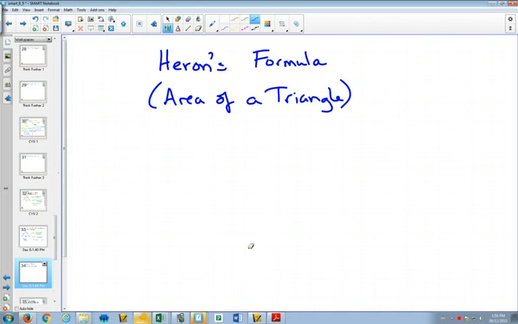So Heron's formula for the area of a triangle is what we use if we know all three sides, but you don't know any angles, and it's not a right angle triangle. First of all, if we have a right angle triangle, we can use our old formula, 1/2 base times height. If you had two sides and the angle between them, then we could use our new formula that we learned the other day, 1/2 BC sine A.